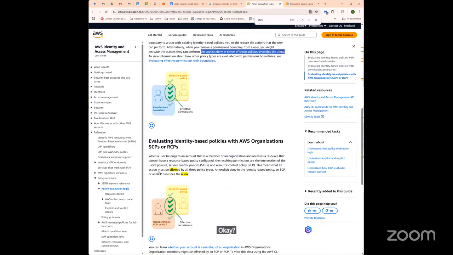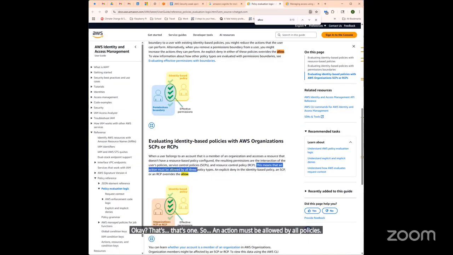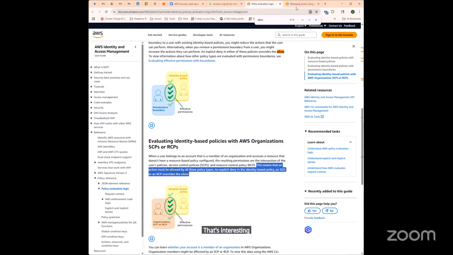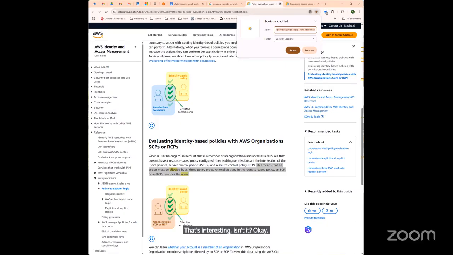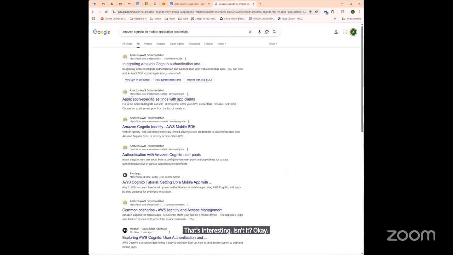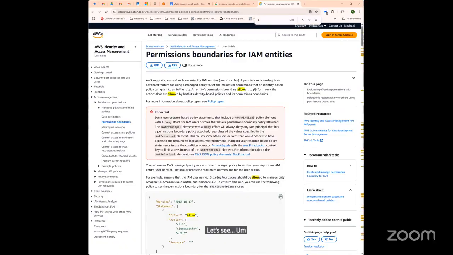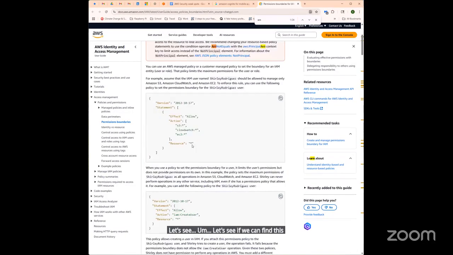Okay, that's one. An action must be allowed by all policies, meaning identity, resource, and service control policies or resource control policies. It must be allowed by all three types. An explicit deny in the identity-based policy, an SCP or RCP overrides the allow. That's interesting, isn't it? This isn't quite what I was looking for, but that's okay. And then, what is a resource-based policy? Let's see if we can find this in here.